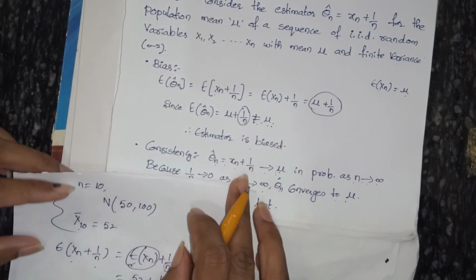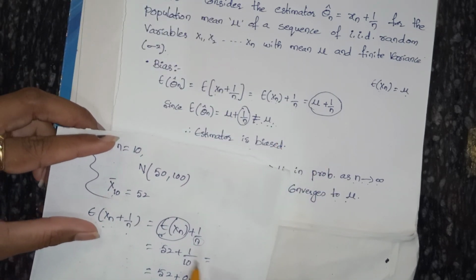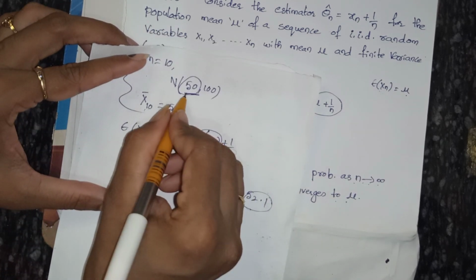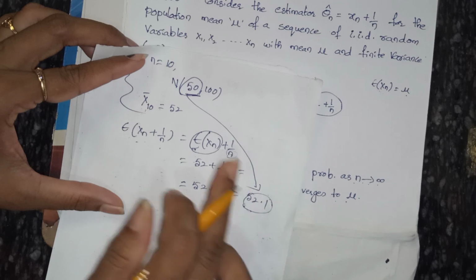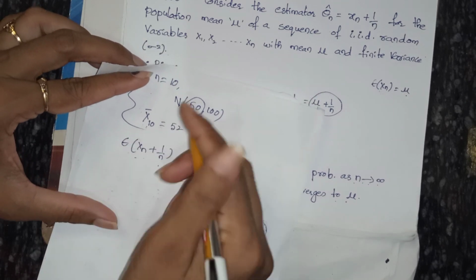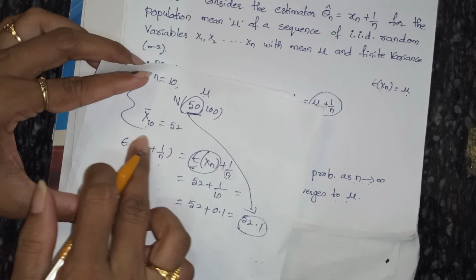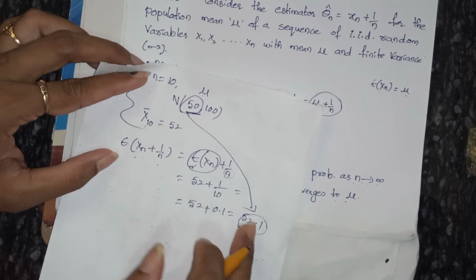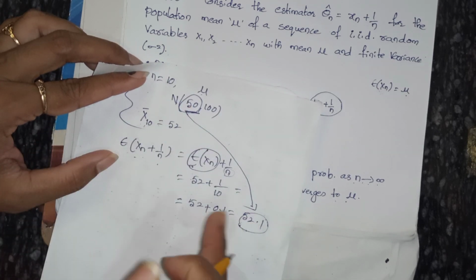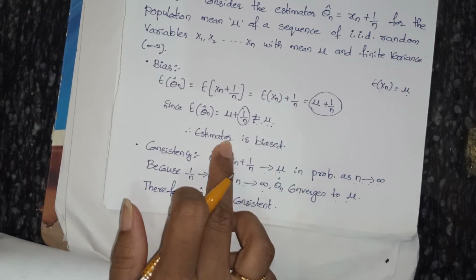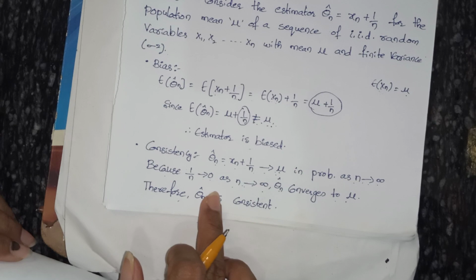So here this value is not equal to 50, is it? No. Actually both values should be equal, but here we did not get equal. This is the mean mu value 50, but here we got 52.1. That means these both are not equal, so we can say that it is biased. So the first one, I hope you understand. Now we'll see the second one.